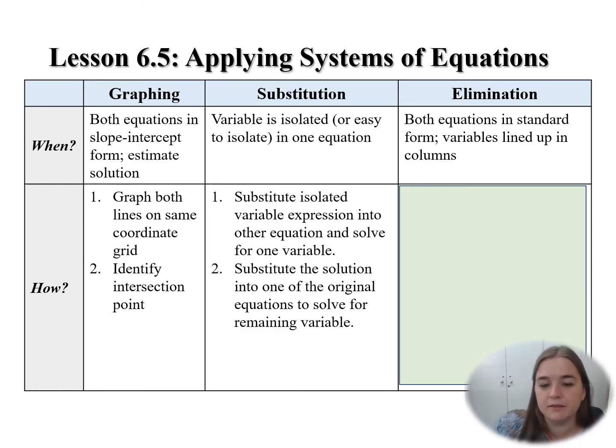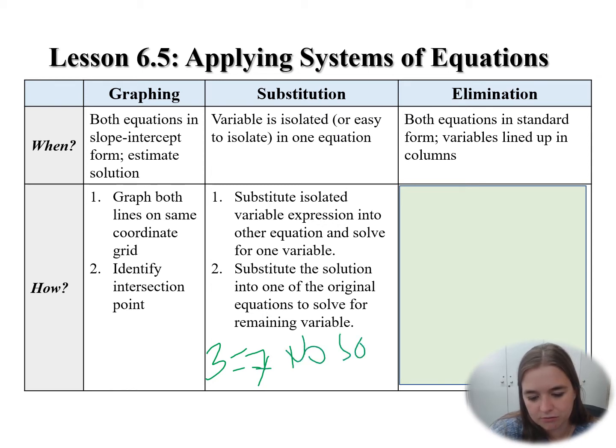For substitution, the way that we would walk through the steps here is, and this is a summary, so it doesn't go into the details like we did on the other lessons, but the first step is you're going to substitute the isolated variable expression into the other equation and solve for one variable. Then you'll take the solution from that and plug it back into one of the original equations to find the other piece. Your final answer will be written as an ordered pair with x first and y second. Now, if you wind up at the end with something that looks like 3 equals 7, well, that's false. There's nothing you can do. So that would tell you that there's no solutions.